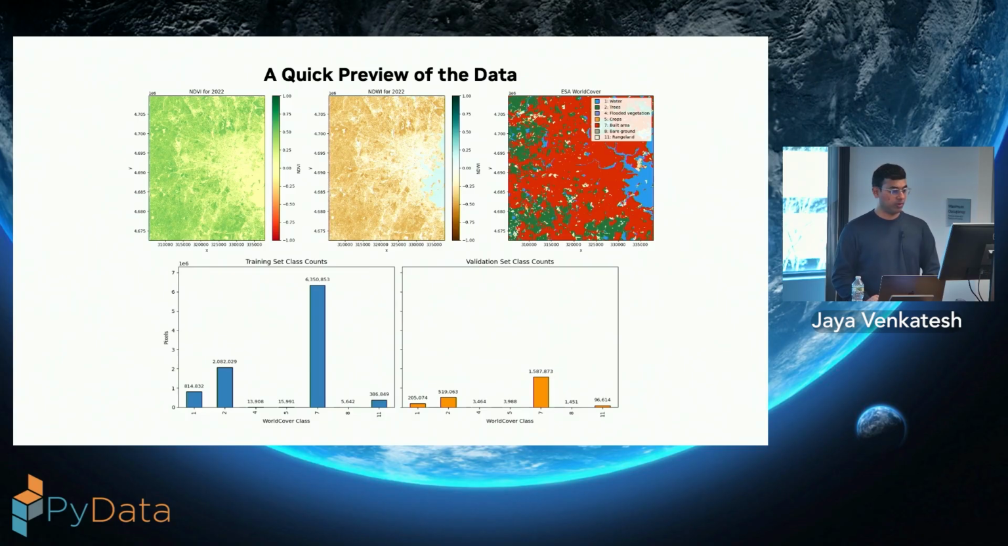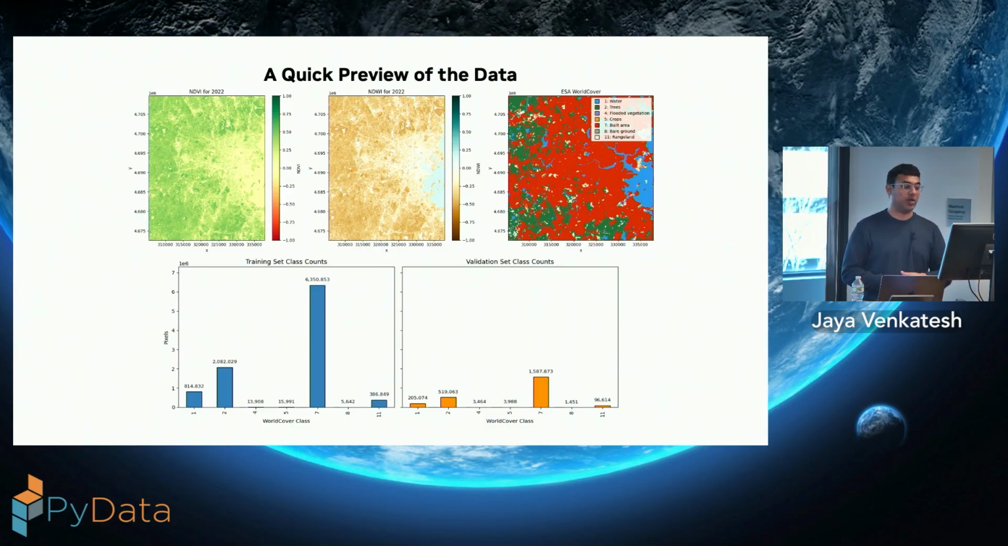So this is a quick preview of the data. The first two graphs you see are NDVI and NDWI, and just from looking at it, it kind of matches what we know, because for places farther from the Boston metropolitan area, you can see vegetation is a little bit higher because it's not built area farther from there.